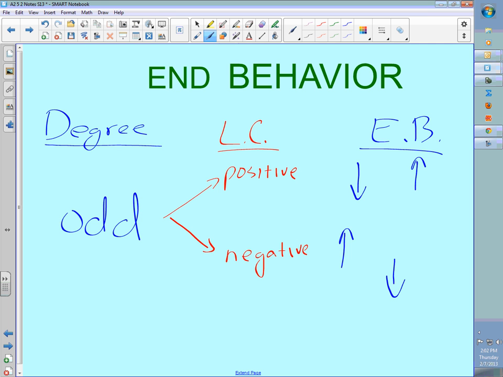Odd degree polynomials work like linear functions, and they work like slope. If the slope is positive, how does a linear graph go from left to right? Down to up. It's increasing from left to right. That's the same thing we're saying here. If you have a negative slope, you're going to decrease from left to right. That's only true when it's odd.